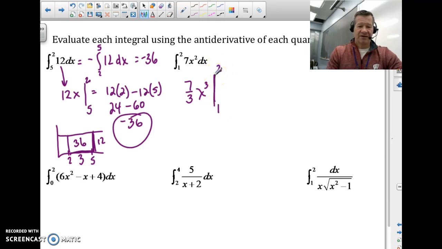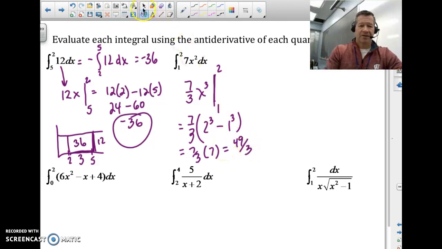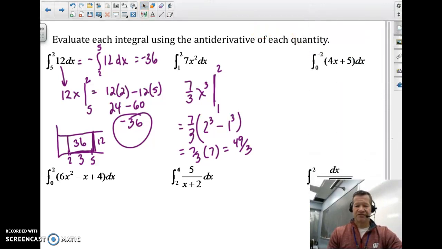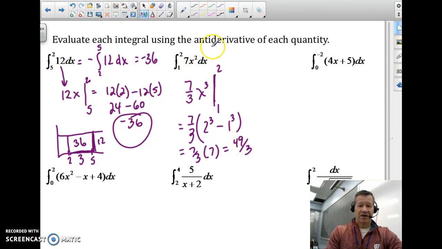So I write this bar here. We evaluate from 1 to 2. So evaluating this, let's take this constant multiple out, 7/3, times, let's go 2 to the third, minus 1 to the third. So 2 to the third is 8. 1 to the third is 1, so that's 8 minus 1, which is 7. So 7/3 times 7 would be 49/3. Okay? Remember that you can check answers using your calculator also. Just do a FnInt on your calculator, and you'll be able to tell that's 49/3. Let's try the next one.